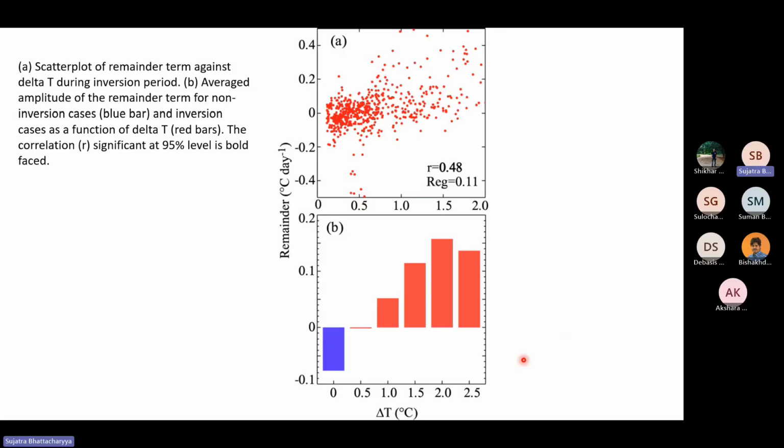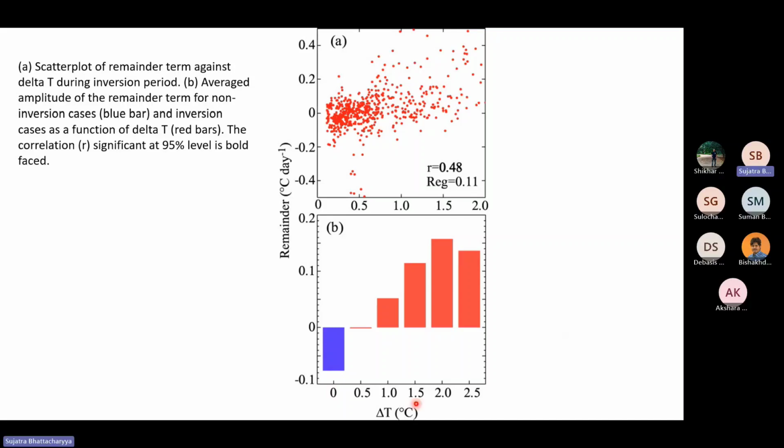Right, and this is a scatter plot of the remainder term, which denotes the vertical processes, with the magnitude of the inversion. So the correlation is quite good, around 0.48. All right. So here we can clearly see in the non-inversion case, which is plotted here in blue, the remainder term is negative. And what does negative mean? That it is trying to cool the SST. If we don't have any inversion, the vertical processes will try to cool the SST. In case we have inversion, the vertical processes will try to warm the SST.